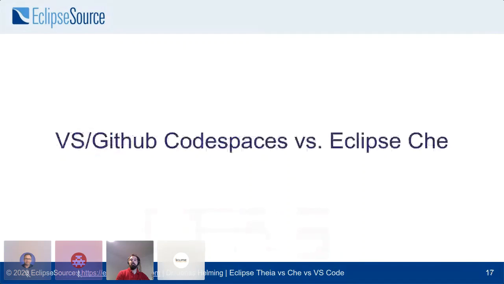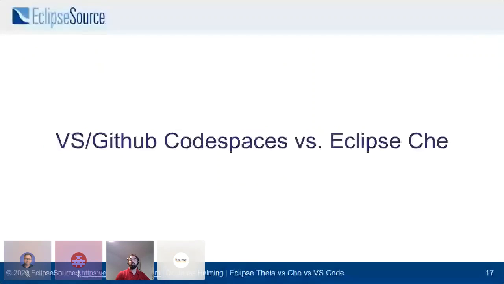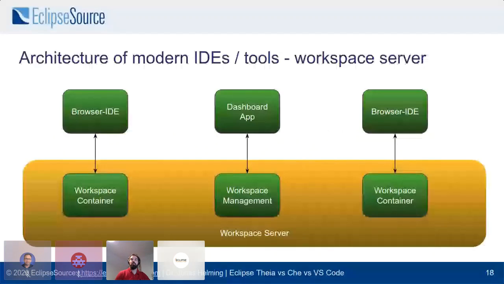All right, that concludes the comparison of VS Code with Theia, and I want to switch over to Visual Studio Code Spaces, or GitHub Codespaces, which they're currently changing it to. And I compare that to Eclipse Che. Now, before we do that, let's quickly look at what those projects actually do. To understand that, we want to quickly look at the architecture of modern tools.